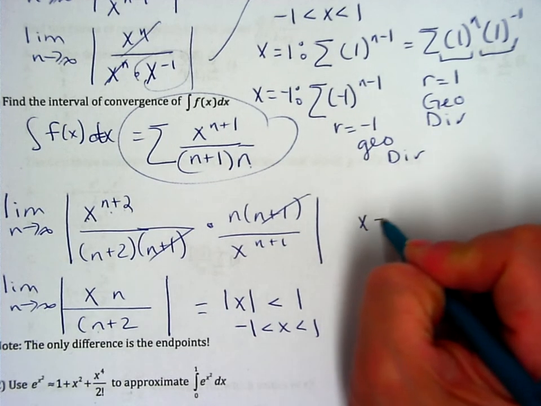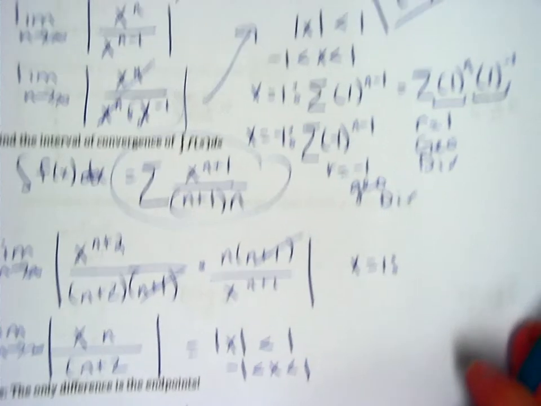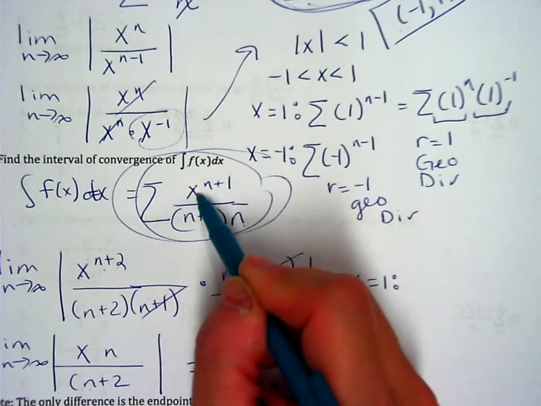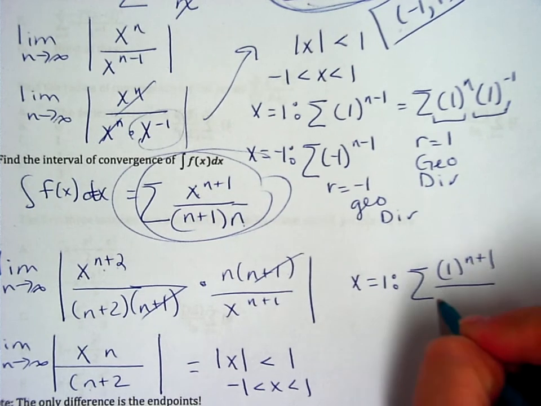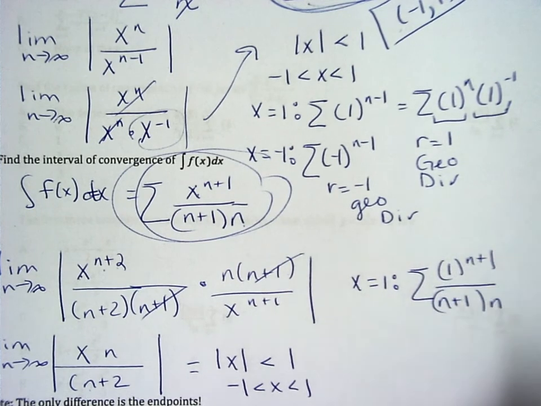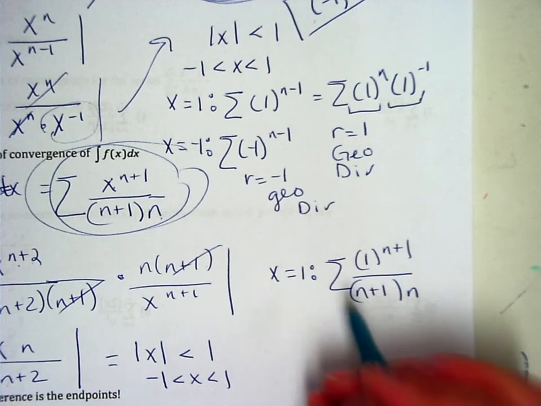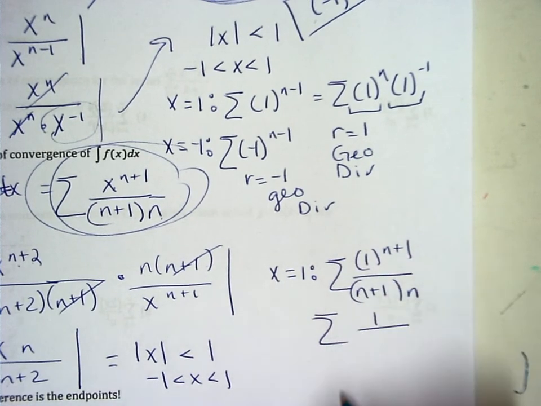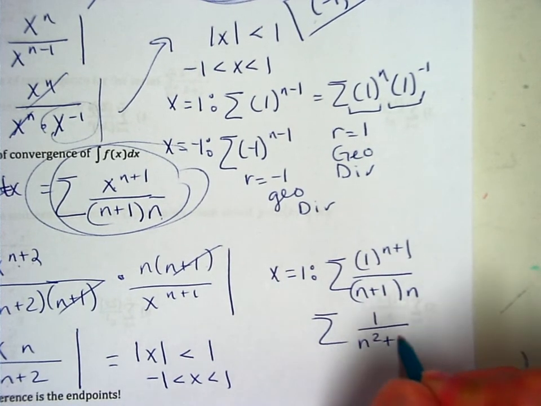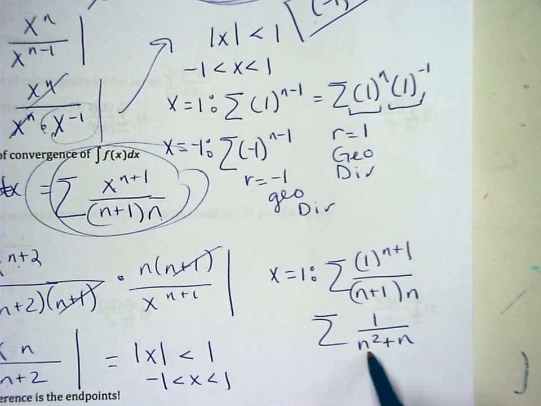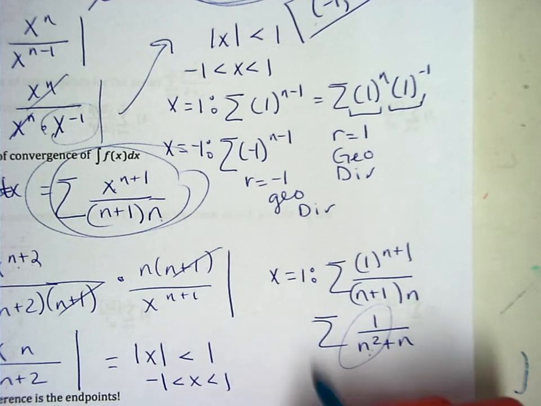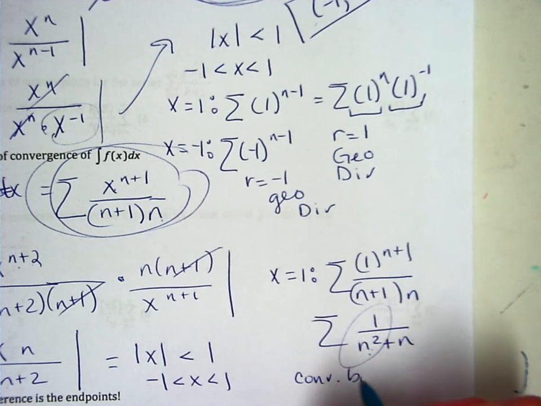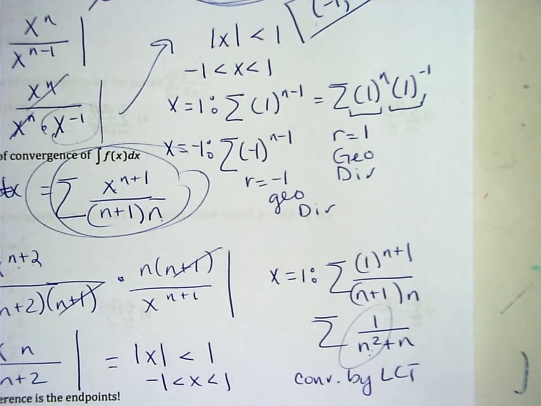So let's start with x equals 1. If I plug in x equals 1 here to the original, you're going to get 1 to the n plus 1 over n plus 1 times n. Now, 1 to the n plus 1 is just really 1 on the top. This on the bottom, you can think of it like this. What do we do when we have powers on the top, powers on the bottom? We're going to compare to a p-series. I know this is going to converge by LCT because we're comparing to a p-series that converges.